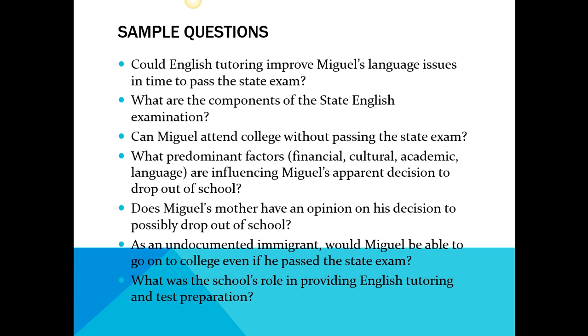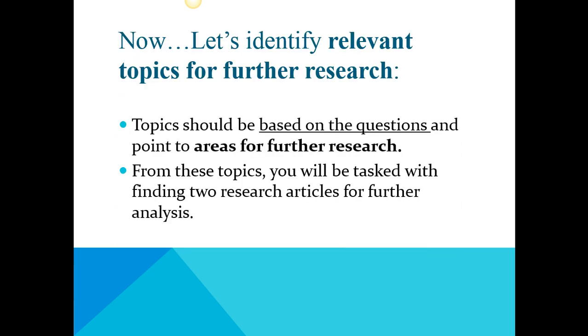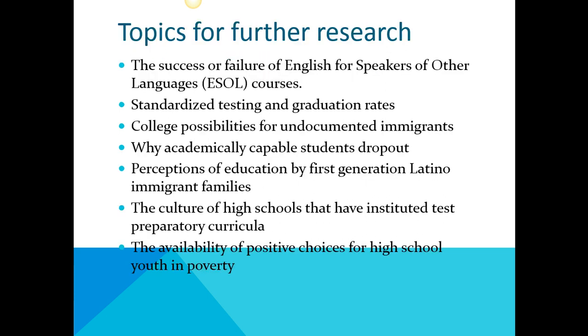And then let's look at a different viewpoint. What's the school's role in providing English tutoring and test preparation? So you can see how all these questions are relevant to the main problem. Now let's identify relevant topics for further research. Remember that these should be based on your questions, and so you'll be able to have some further research ideas. You will then be tasked with finding 2 research articles for further analysis.